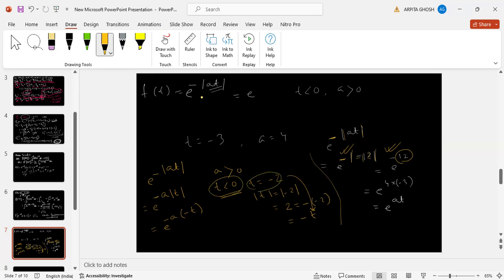If t is minus 2, what will mod t become? Mod t means mod of minus 2. Mod of minus 2 means 2, I can write as minus of minus 2. That means mod t is nothing but minus t. So this is your e to the power, now minus becomes plus and becomes e to the power at. Is that clear? Is it understood?